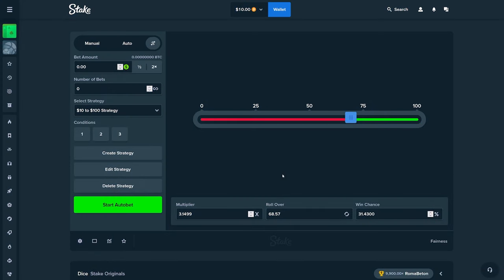Today we'll be running strategies with $10, $100, and $1,000 as well. But without any further ado, let's get right into the first one.